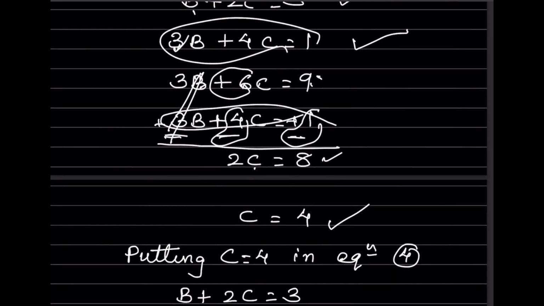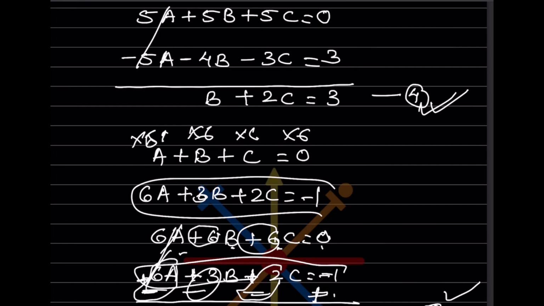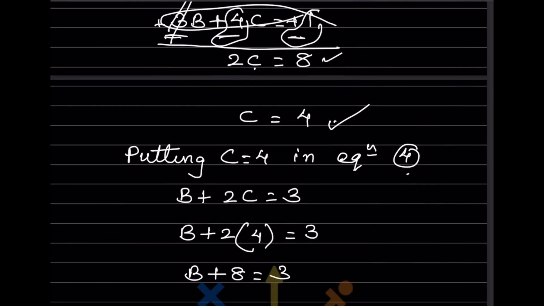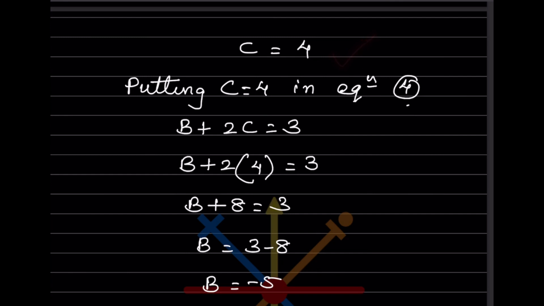Now we got the value of c as 4. So putting the c as 4, we are going to put it in this equation, that is equation number 4. So what we will do, we will get the value of b. So after putting that value, this is the equation number 4. So what do we get here? We get b plus 8 is 3, so b is going to be minus 5. So again, because we got the value of c, we got the value of b.